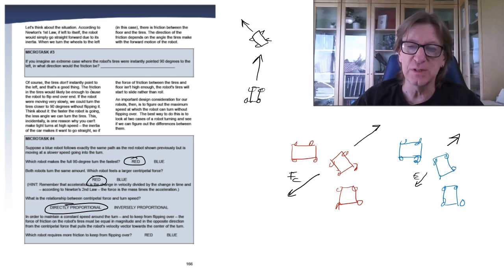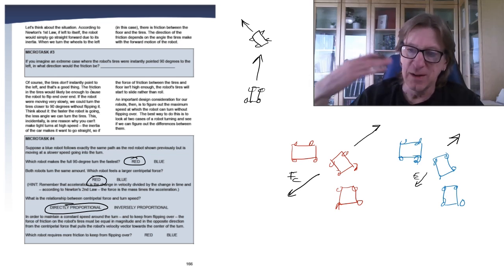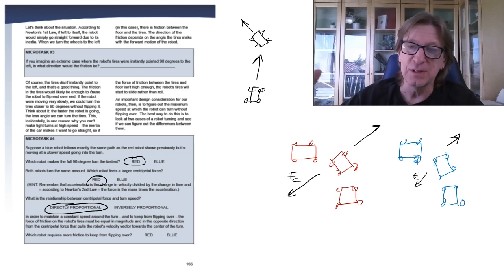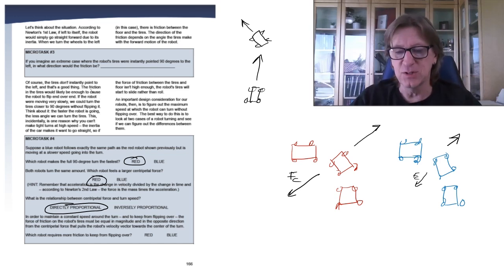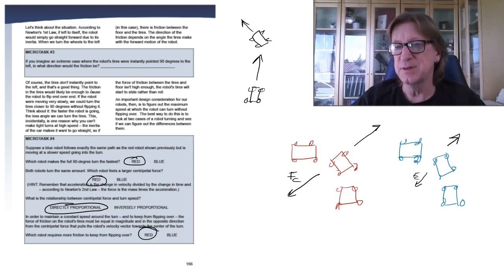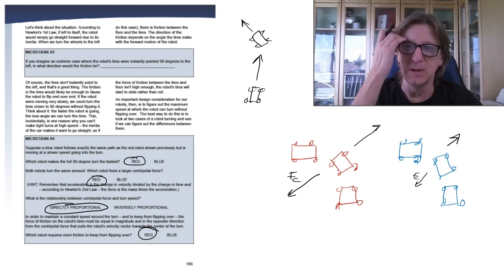If the frictional force is too great, well, then I might flip my car. If it's not enough, then I'm going to skid, and I'm not going to be able to make that turn as quickly. So which requires more friction? Well, that red robot's going to require more friction. So we're building up the pieces here that we need to be able to describe what this centripetal force is doing. Okay, let's look on the next page.